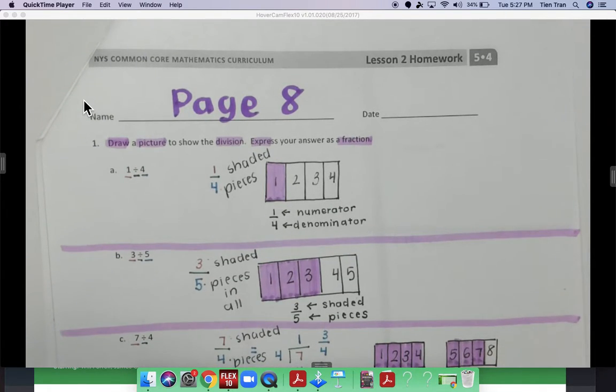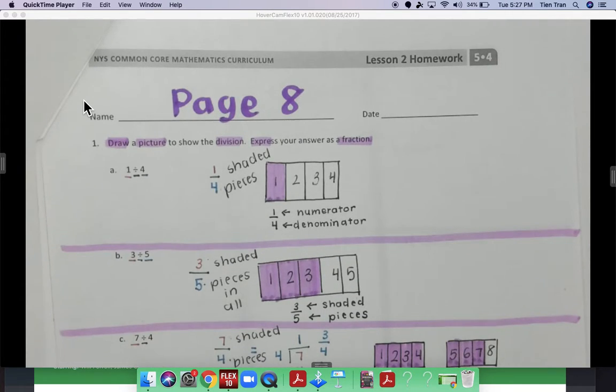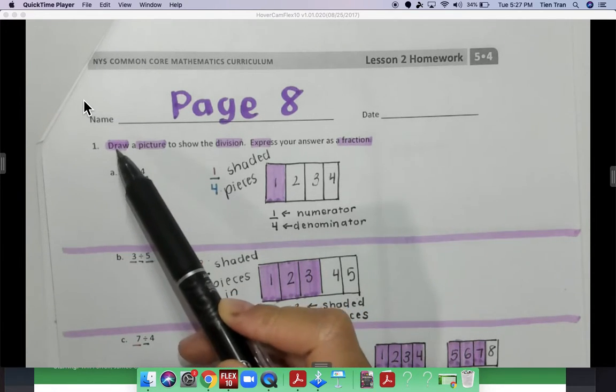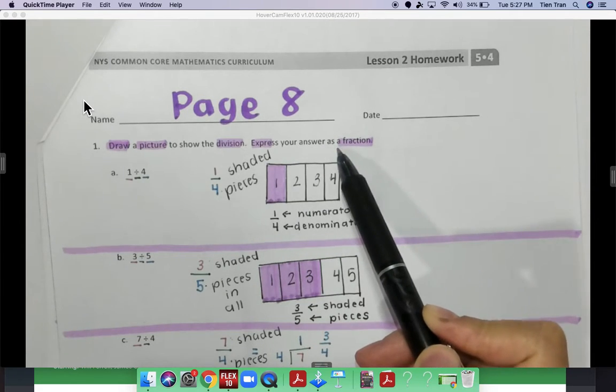We are on page 8, lesson 2, homework. Please make sure you are turning to the correct page. Remember that we are on module 4. So, the first question here says 1. Draw a picture to show the division. Express your answer as a fraction.